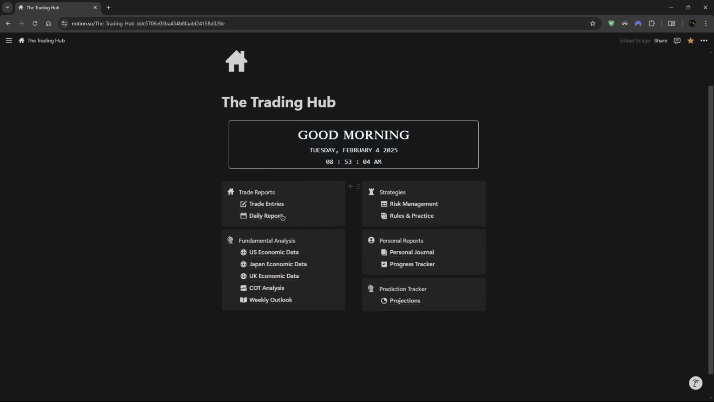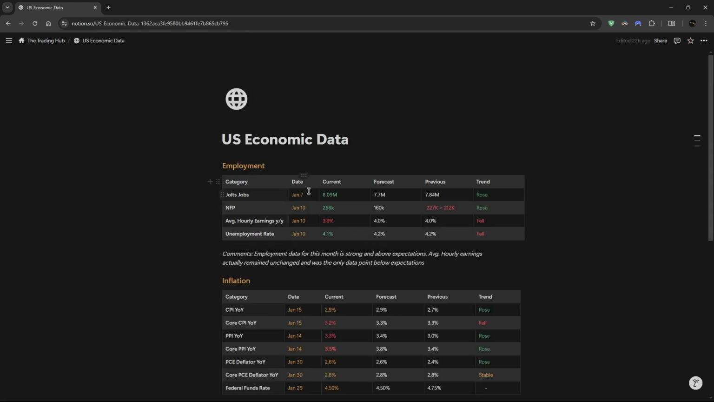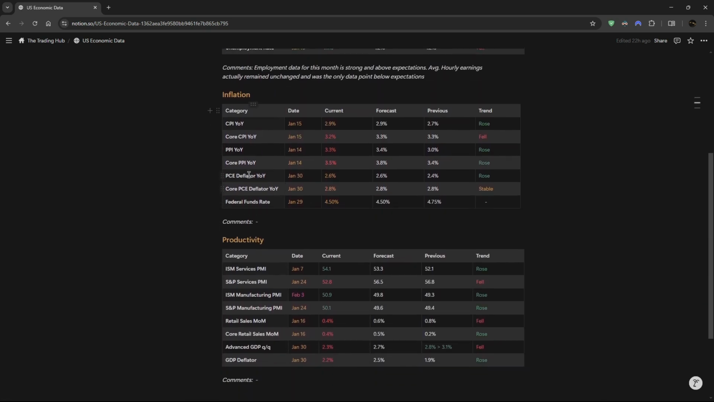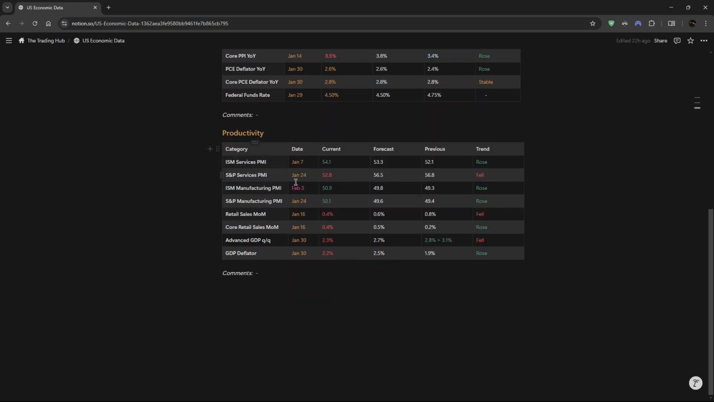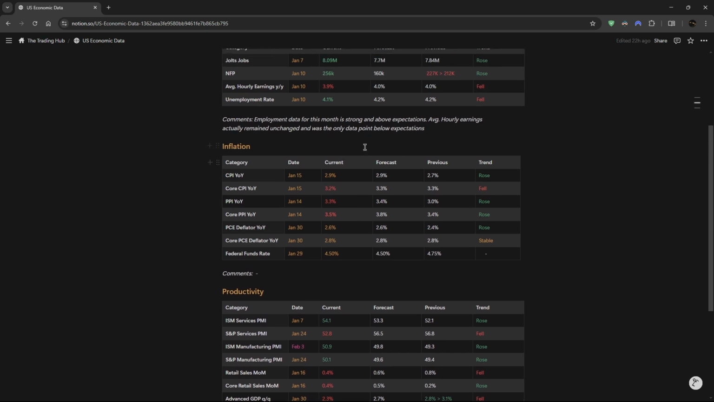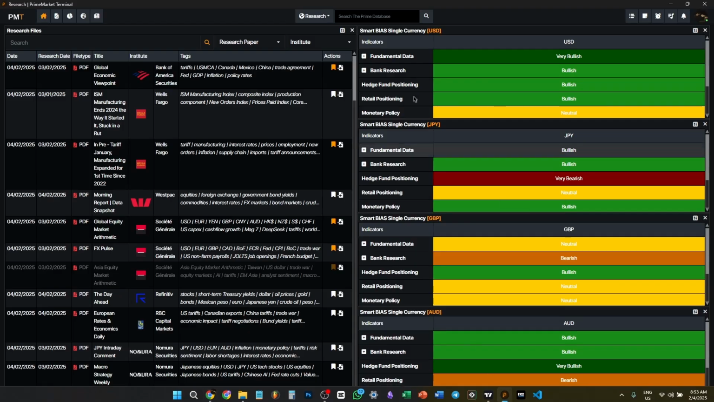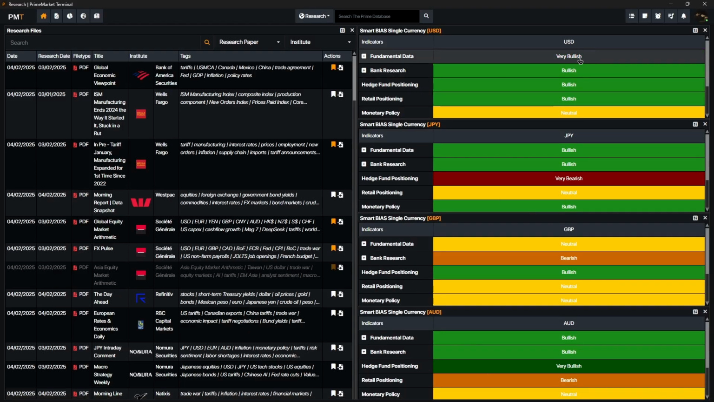So this is something in Notion that I had to do manually. So say I'm looking at US economic data, right? I used to manually input all of this stuff: NFP, JOLTS, unemployment rate, CPI, PCE, PMI, and retail sales and all this stuff. And then I formulate an opinion if the US is bullish or bearish. Now, with this software, it basically does all of that for me.